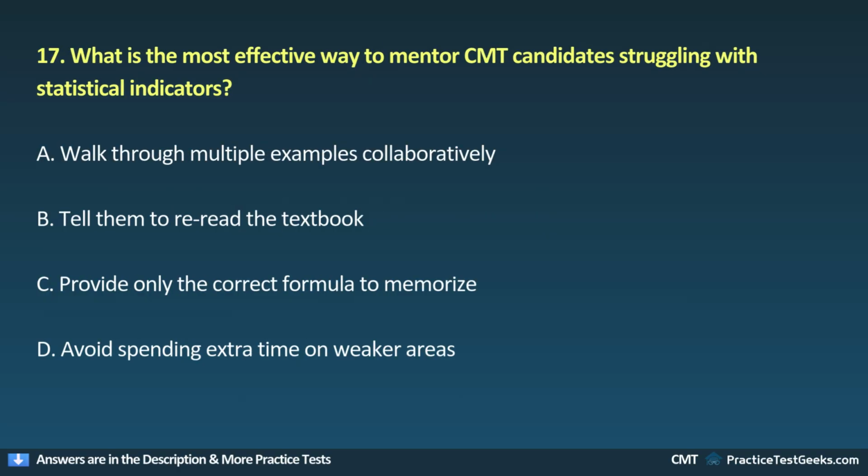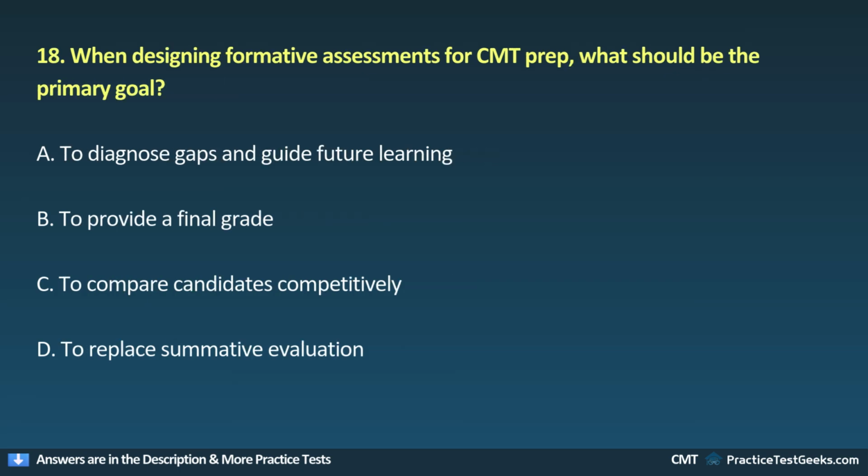17. What is the most effective way to mentor CMT candidates struggling with statistical indicators? A. Walk through multiple examples collaboratively. B. Tell them to reread the textbook. C. Provide only the correct formula to memorize. D. Avoid spending extra time on weaker areas.